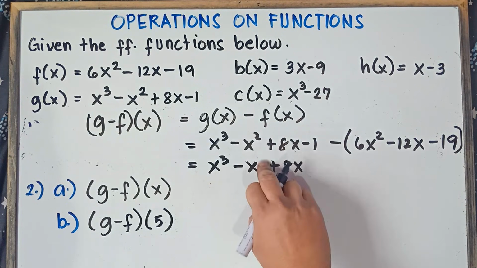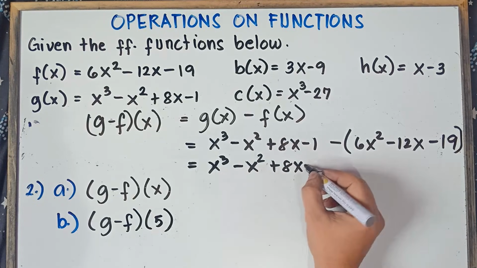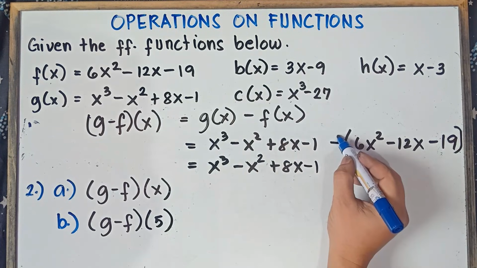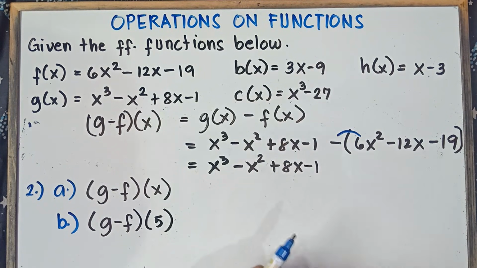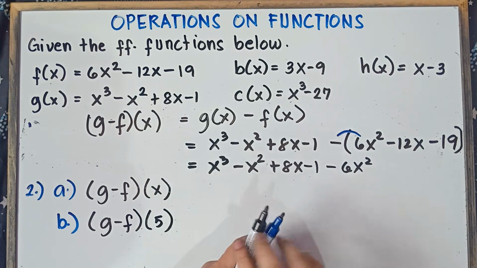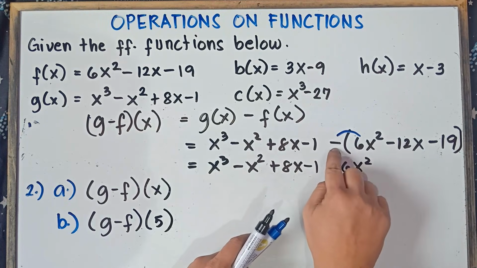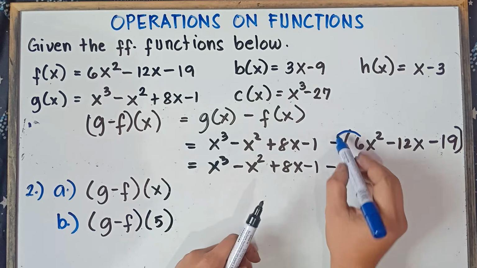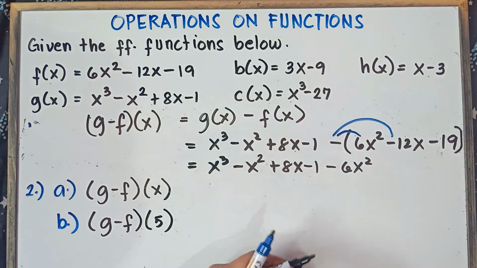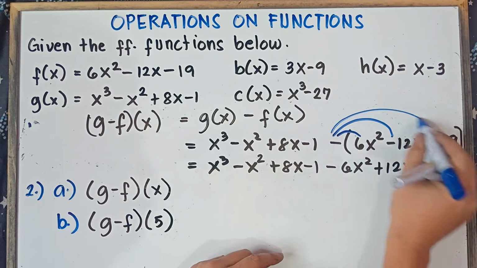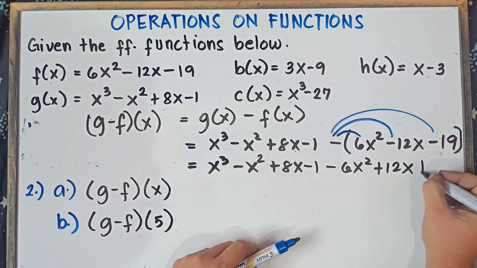Okay, this is x squared plus 8x minus 1. Now, you need to distribute the sign, class. You multiply this one, negative times positive, that would be negative 6x squared. Once again, class, you multiply the signs. Understood, the sign here is positive. Negative times positive 6x squared, that would be negative 6x squared. Negative times negative 12x, that would be positive 12x. And then negative times negative 19, that would be positive 19.